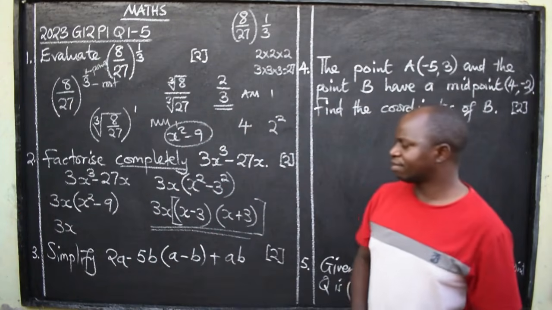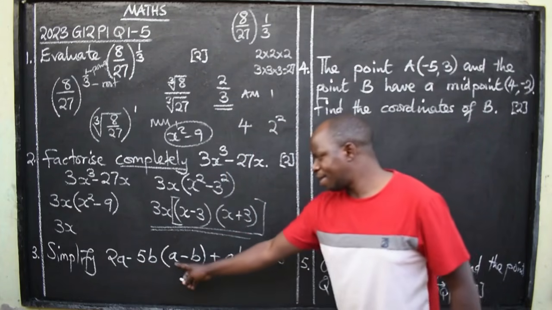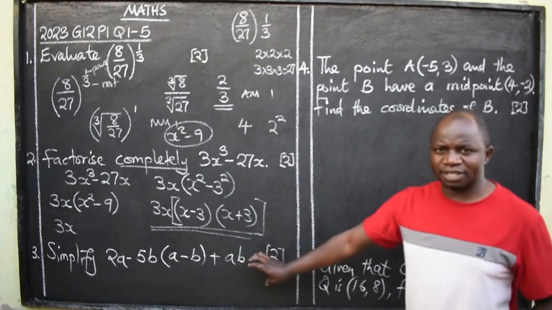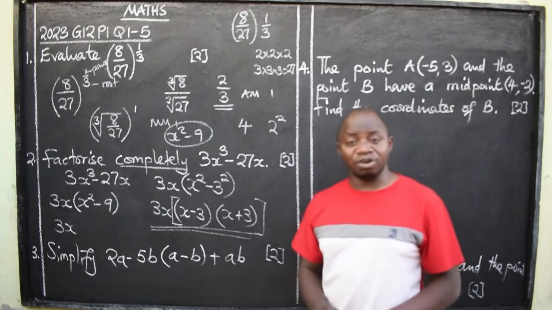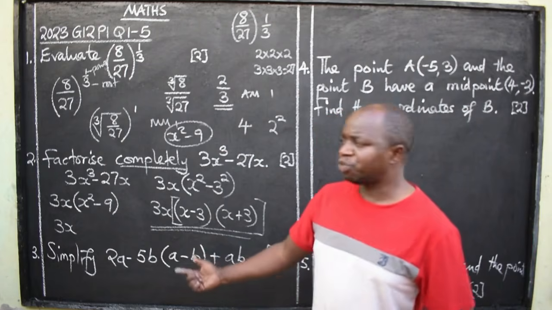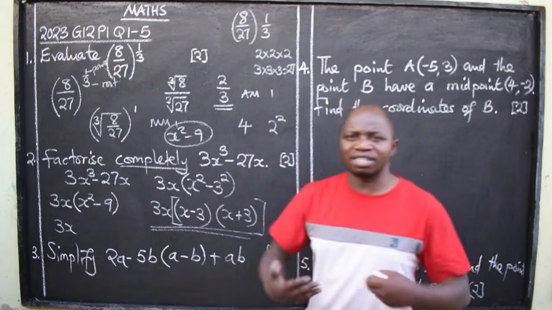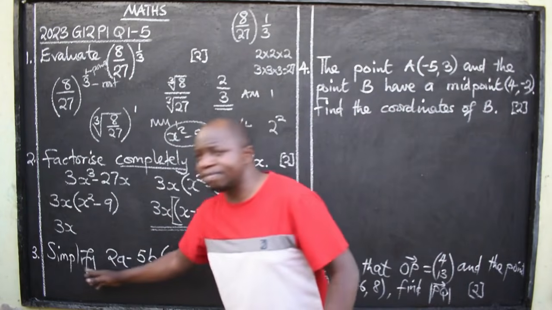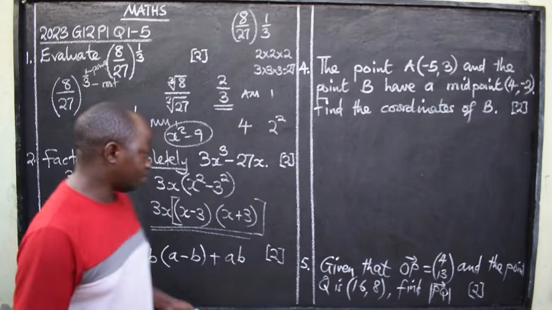Simplify 2a minus 5b, brackets, a plus 2b. What topic is this? Same topic here, which is algebra. This time around, we are not factorizing. We are making it simple. We are shortening the number of terms. That is simplify. Shorten the number of terms or make it easier.